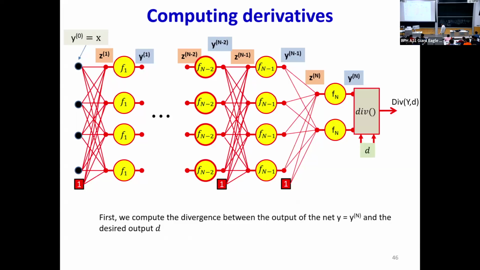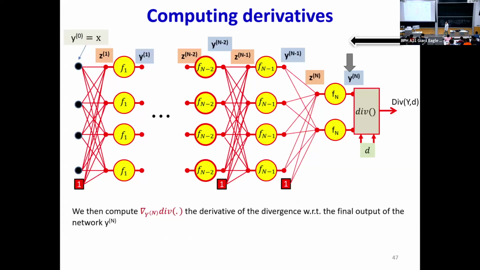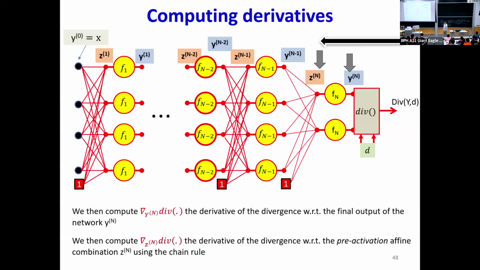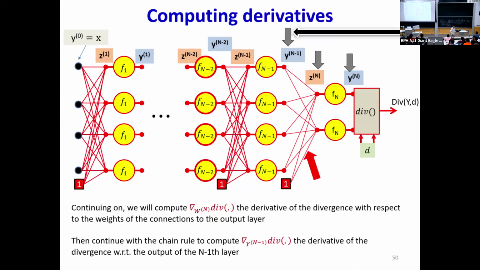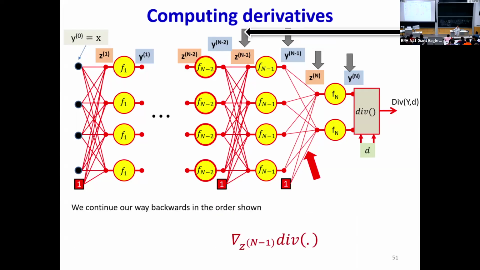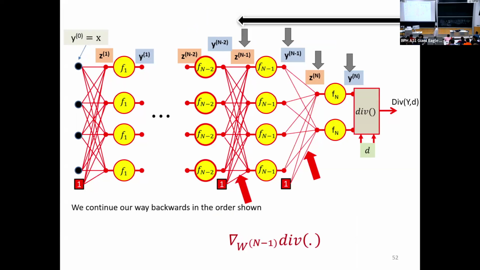the network. And then using the principle I just mentioned that you have to go backwards from here towards the front, we will first compute the derivative of the divergence with respect to the output of the network, all the outputs. Then once we have those, we're going to take a step back and compute the derivatives with respect to all the affine terms at the output layer. Take a step back, compute the derivatives with respect to all the weights for the output layer. Then take a step back and compute the derivatives with respect to the outputs of the penultimate layer, the n-1th layer. Then take a step back, compute the derivatives for the affine terms at the n-1th layer, and then back to get the derivatives for the weights.